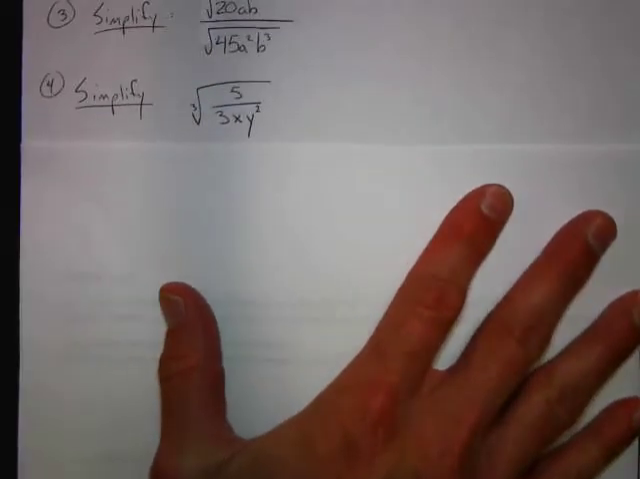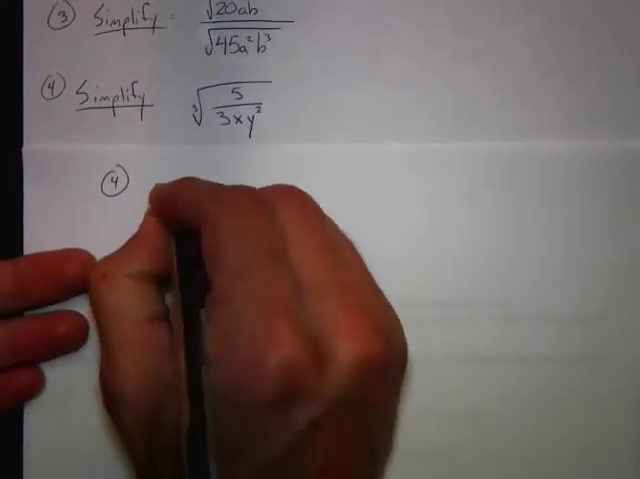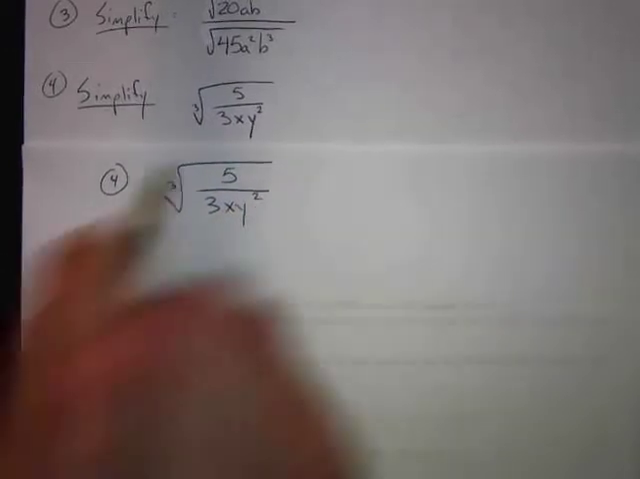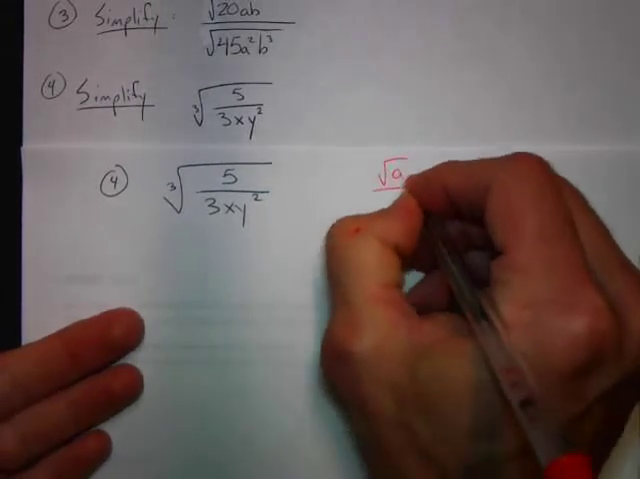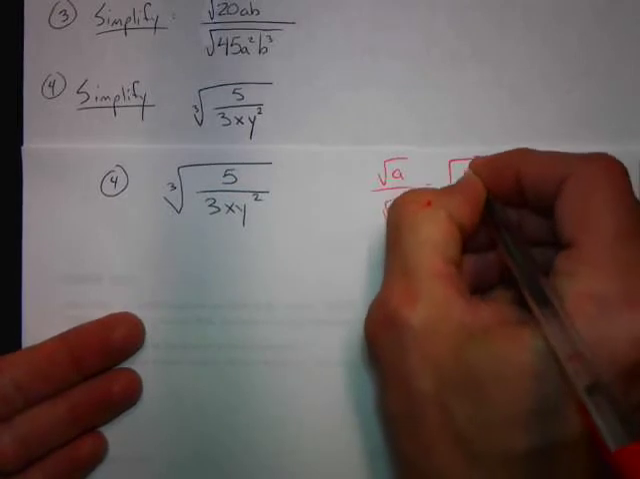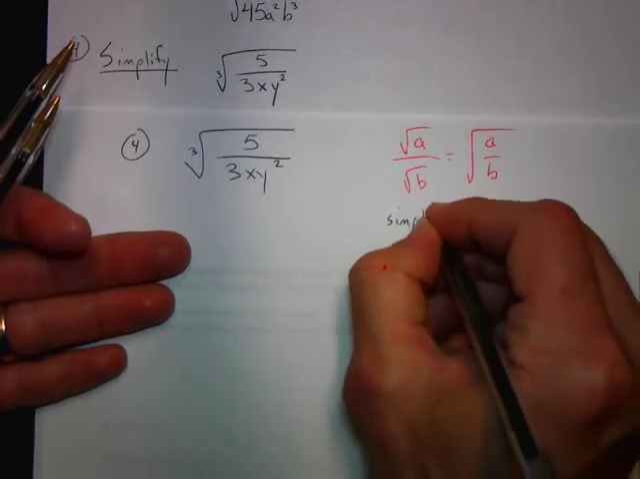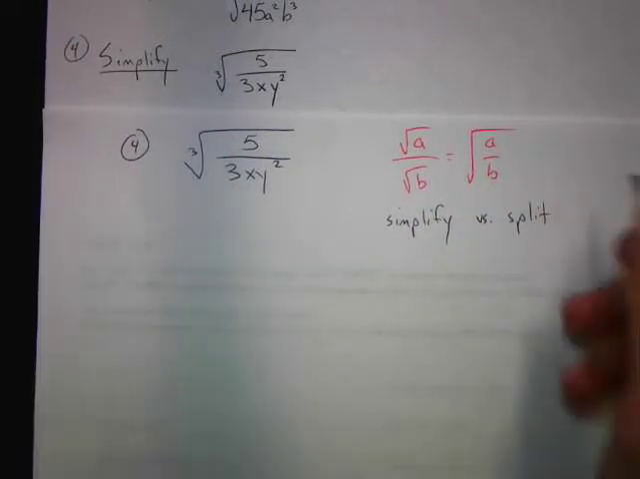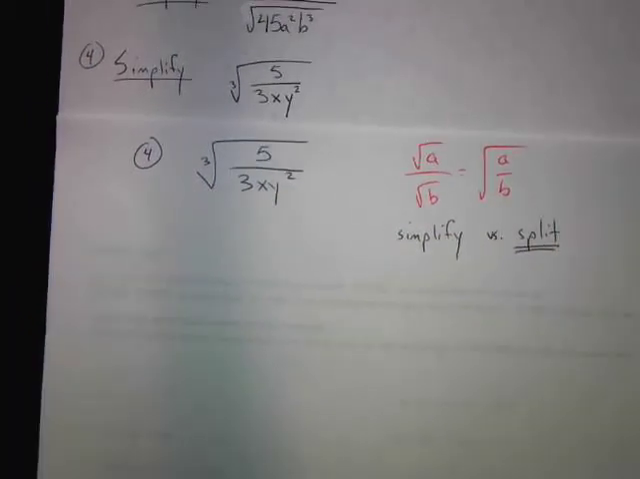We're going to simplify this. And the good thing is I already covered the basics. Okay, so we have now, number 4, the cube root of 5 over 3xy squared. Now remember, the whole thing with employing this rule all depends on being aware. Do we want to simplify or split? So we're going to come up with a game plan. Simplify versus split. Since we can't simplify anything here, we're going to have to split it.